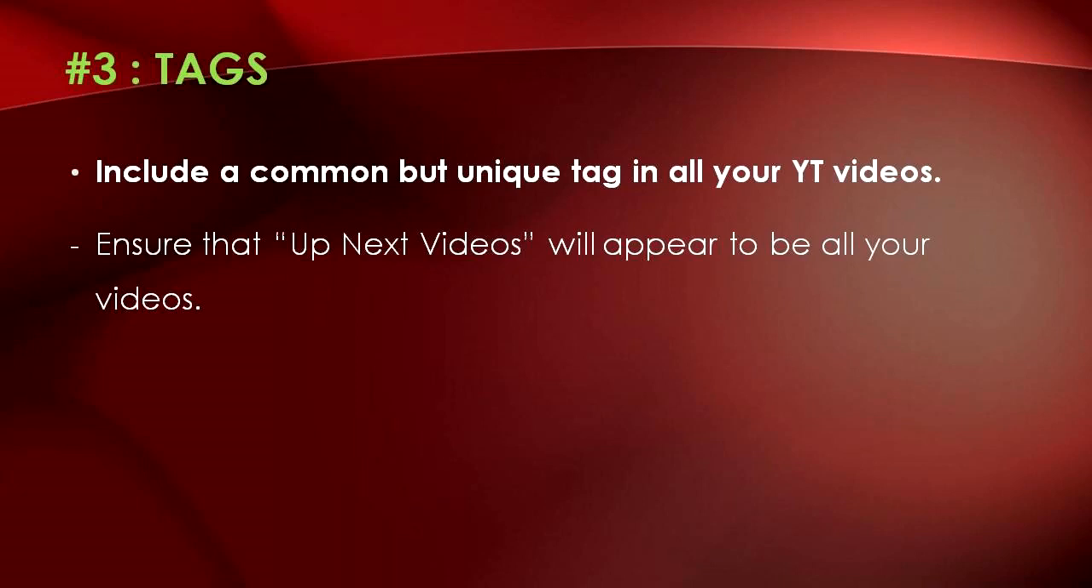YouTube has this function where it will prompt a list of recommended videos that are related to the current video the user is watching. Therefore, when you optimize your tags in your YouTube videos, you're also connecting the relevance of all of your videos one to another. This way you can ensure that the, quote, up next videos will all be your own videos, and your audience is prompted to watch all of your videos instead of your competitors.